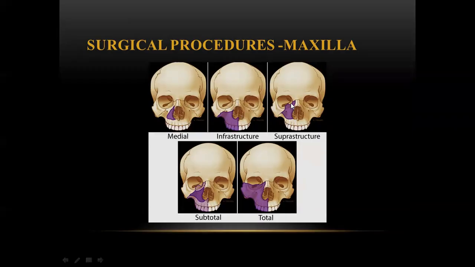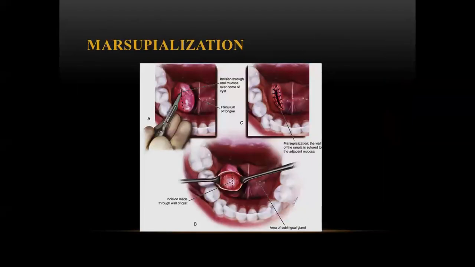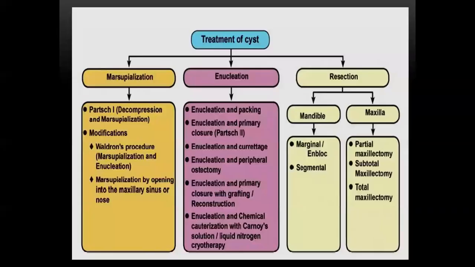Whereas in a subtotal maxillectomy, the resection involves at least 2 walls of the maxilla. It includes the floor of the antrum with the exception of the posterior wall. Whereas the total maxillectomy includes removal of half of the total maxilla. So coming to the summary, cystic management always follows marsupialization, enucleation, and resection. Part 1 and part 2. Part 1 is decompression or marsupialization.